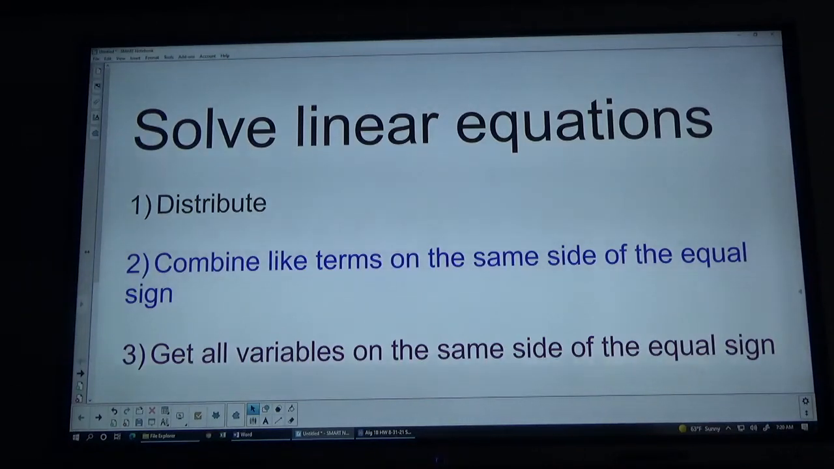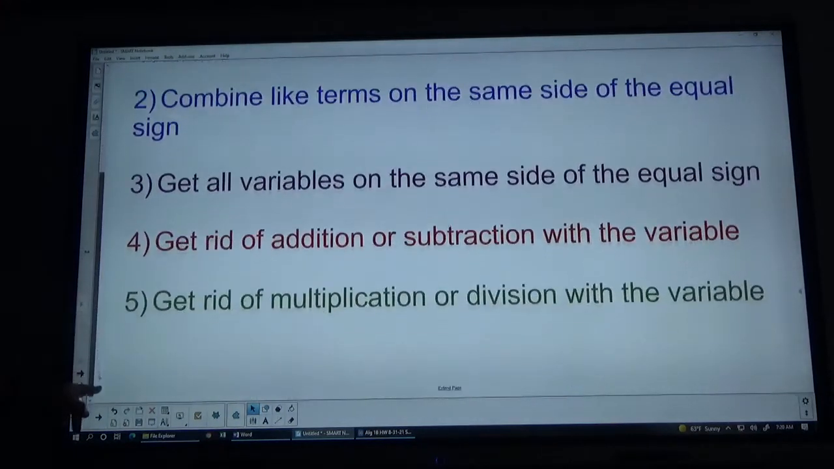Welcome. As we learned the other day, solving linear equations, the first step is to distribute. Then you combine like terms on the same side of the equal sign, get all the variables on the same side of the equal sign, get rid of addition or subtraction with the variable, and finally the last step is to get rid of multiplication or division with the variable.